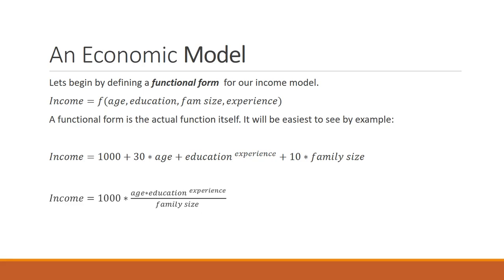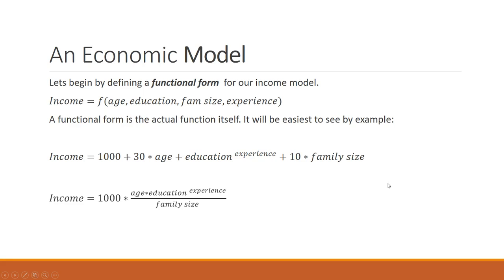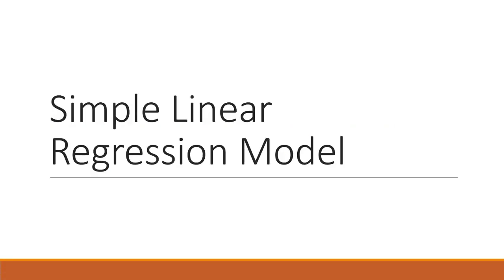But if this was the true function, if this was really what determined someone's income, then you could take their age, education, experience, family size, plug them into this function, and it would give you their outcome. Now, like I said, these are not functions we would ever work with, but it gives you the idea that there is some function. All right. So with that as our foundation here, let's go on and look at a simple linear regression model.